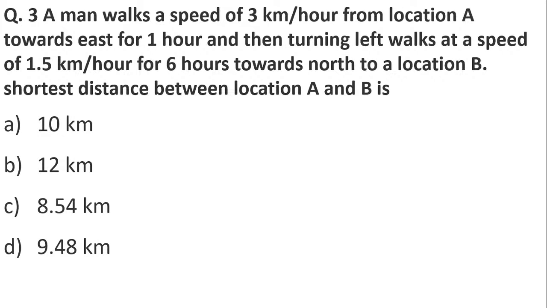A man walks at a speed of 3 kilometers per hour from location A towards east for 1 hour, and then turning left walks at a speed of 1.5 kilometers per hour for 6 hours towards north. What is the shortest distance between A and B?